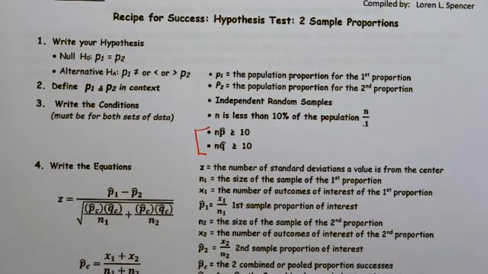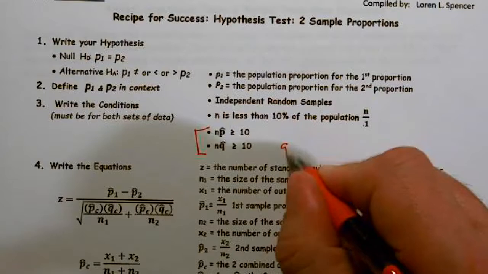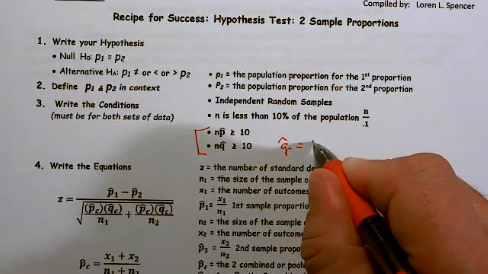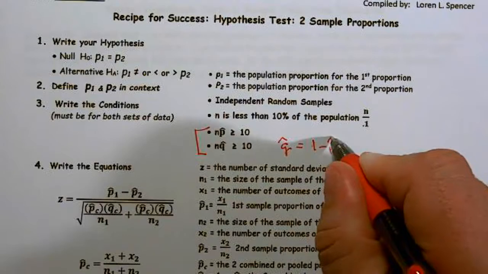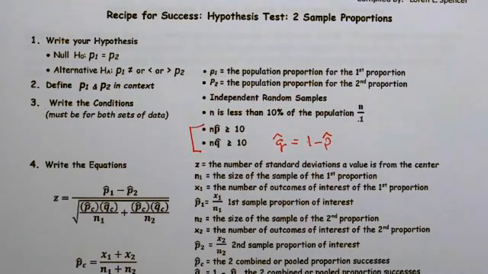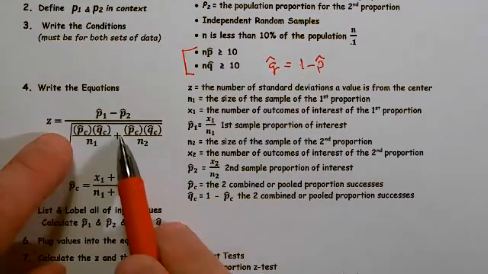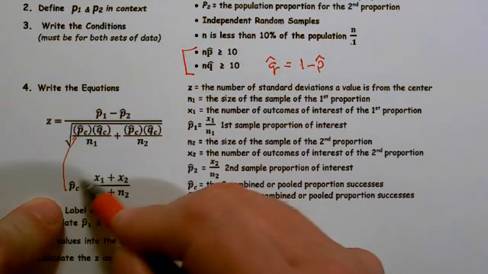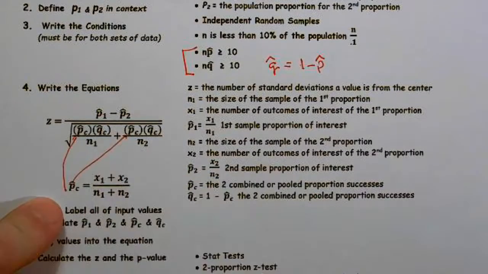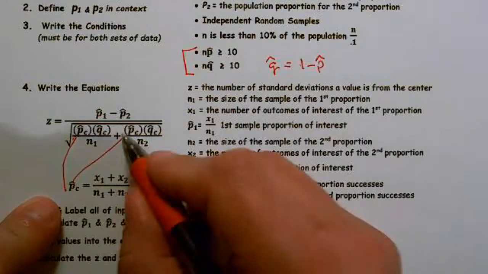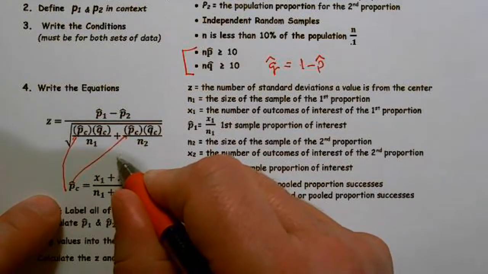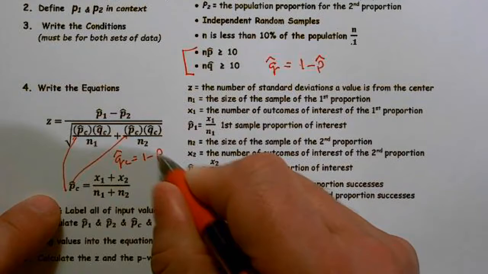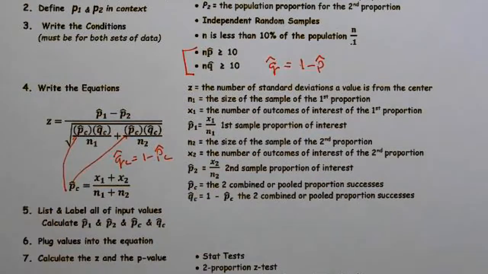All right. And please remember, once again, I know I have it in the other video as well, Q hat equals 1 minus P hat. Here's our formula. There's a reminder that this is P hat C, and notice it goes in both places. And in case you're curious, Q hat C equals 1 minus P hat C. That shouldn't be a surprise.